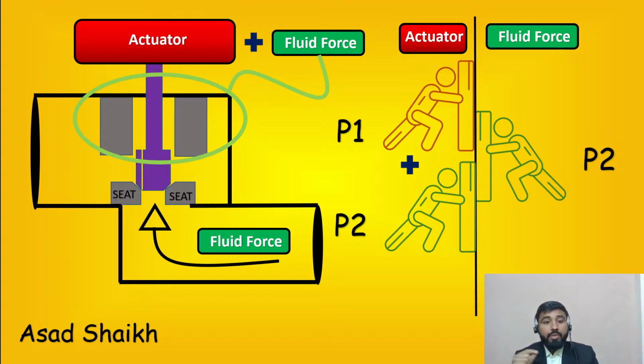So even if the line size is small, if your DP is extremely high, you should still go for a balanced trim design. Why? Because it will save a lot of cost in terms of the actuator sizing. But again, there is a big but.